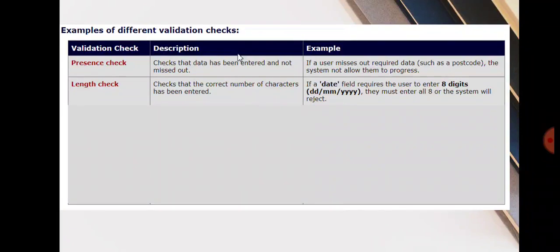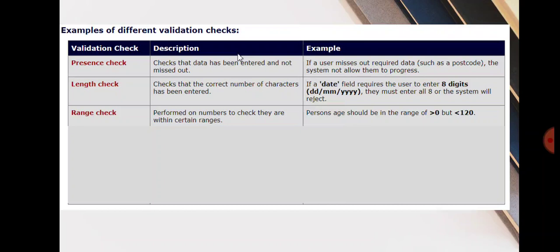Same thing, you may have seen that a particular password requires a particular length. Sometimes you need a minimum of 6 characters or a minimum of 8 characters for a password. So that is an example of a length check.